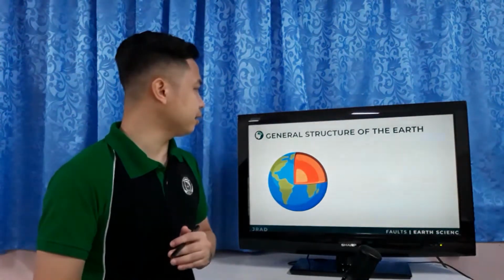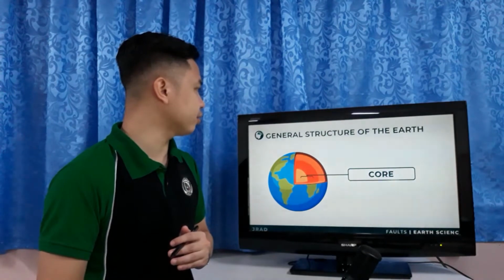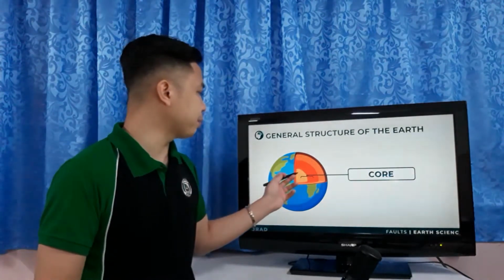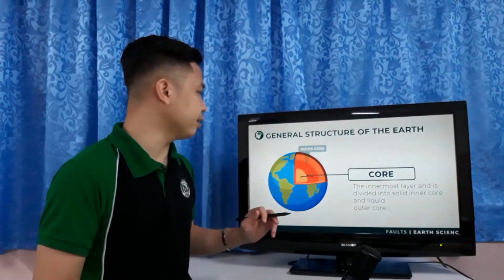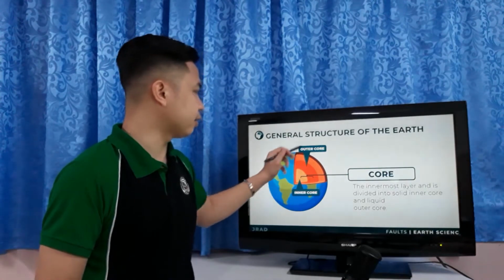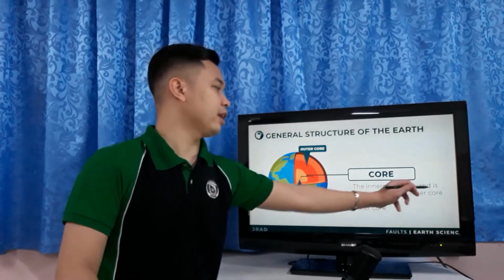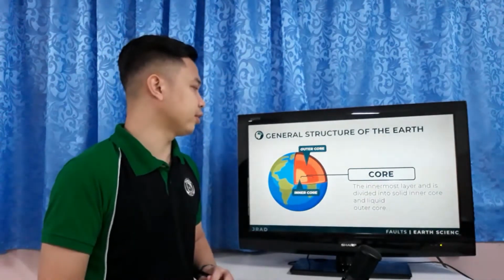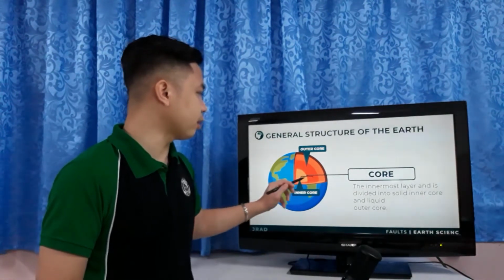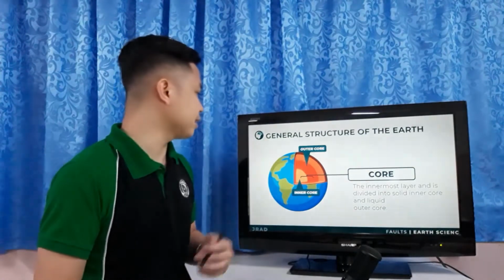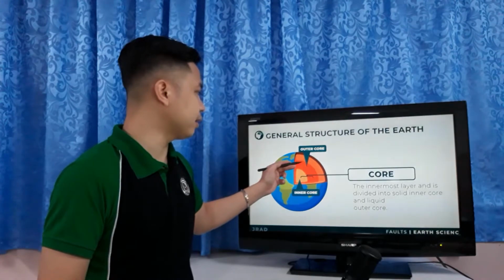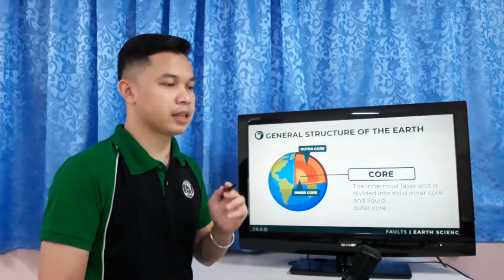Okay? Another part of the general structure of the Earth is the core. We have two parts of the core: the inner core and the outer core. The innermost layer is divided into a solid inner core and a liquid outer core. According to scientists, the inner core is solid, and the outer core is considered liquid.